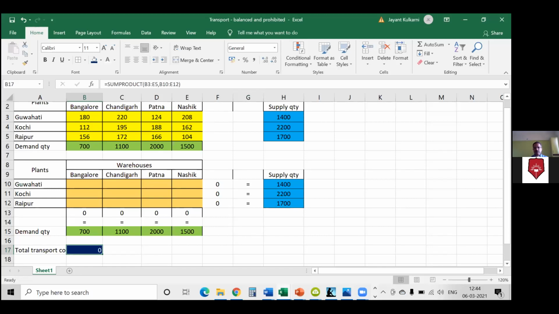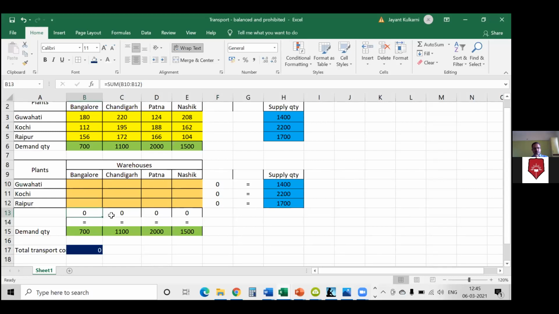Could you repeat from the sum step? Okay, that sum step, I'll repeat. Look at this cell here. This cell should contain the sum of the quantities that are going to come from the Guwahati plant. So in this cell, I've simply said sum of B10 to E10. See, B10 to E10, correct? And once I enter that formula, I simply copy it down.